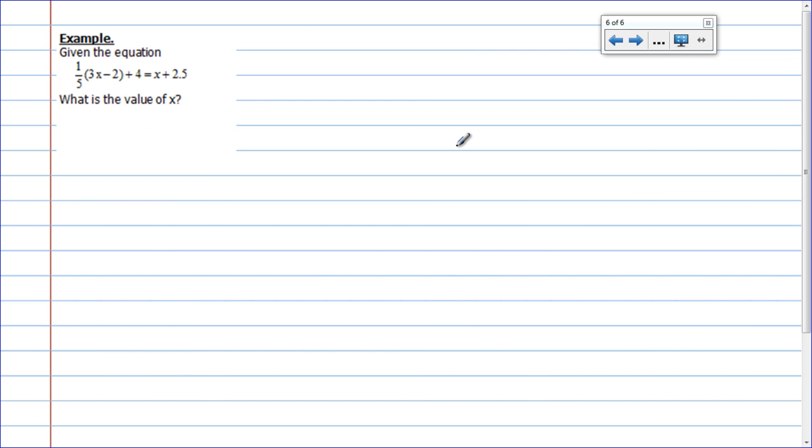TEKS check correction number 6. Given the equation, 1/5 times the quantity of 3x minus 2 plus 4 is equal to x plus 2.5. What is the value of x?